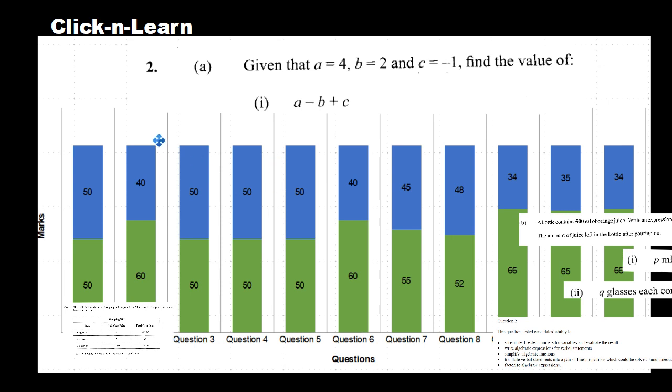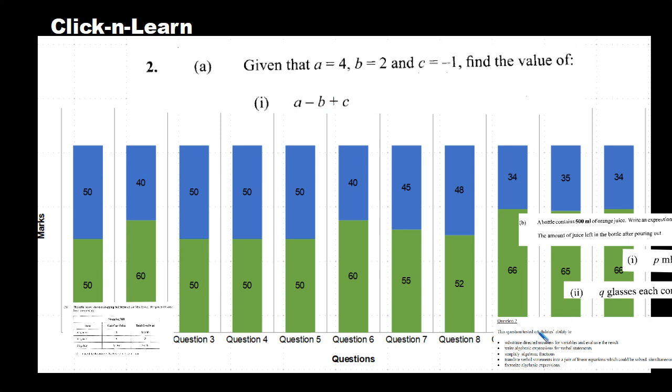We're now looking at question 2, and for Guyanese students, the amount of marks gained and lost, 60 and 40. On question 2, this is taken from the actual exam. Given that A is equal to 4, B equal to 2, and C is equal to -1, find the value of this expression A minus B plus C.